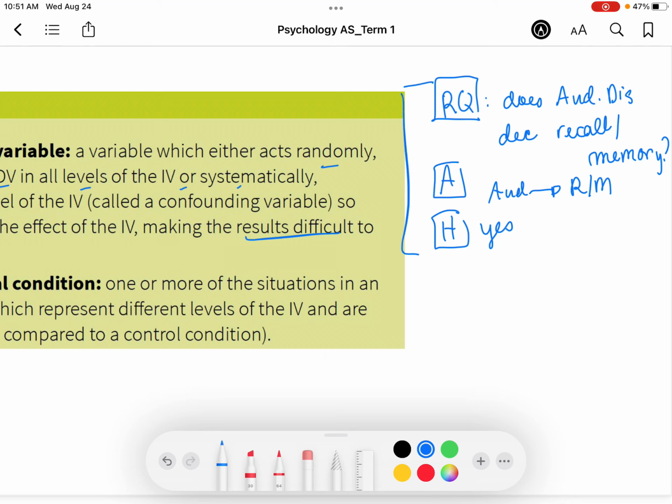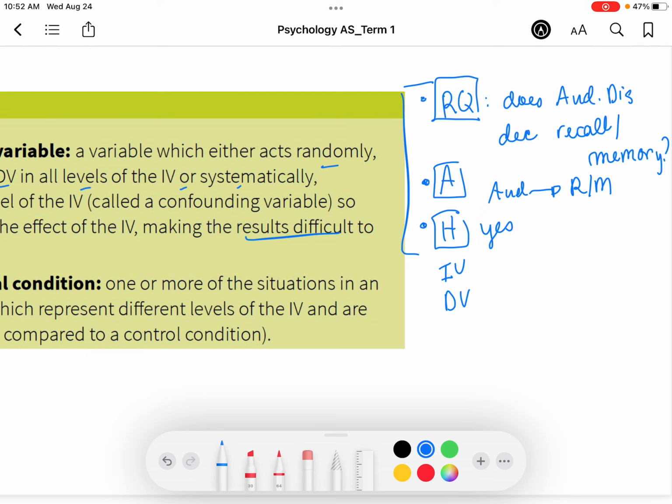They always go together. RQ, A, and H. Research question, aim, and hypothesis are very similar to one another, and you can get this correct every time, as long as you know the IV and the DV. What is the independent variable?